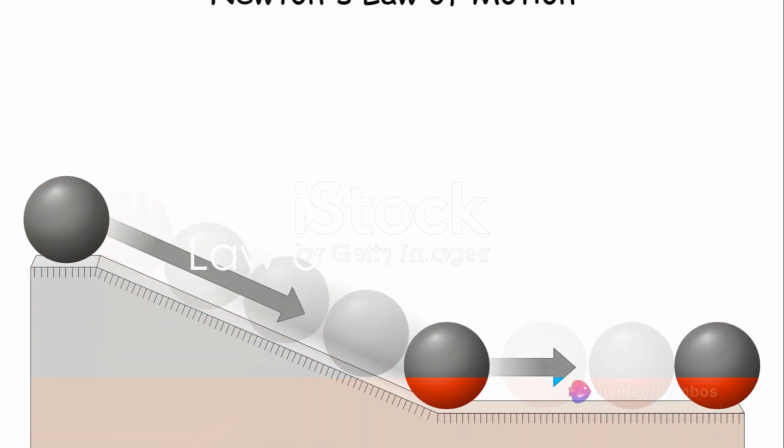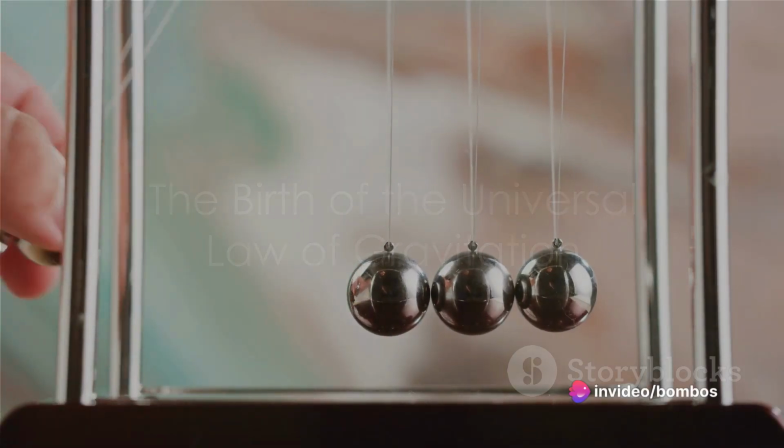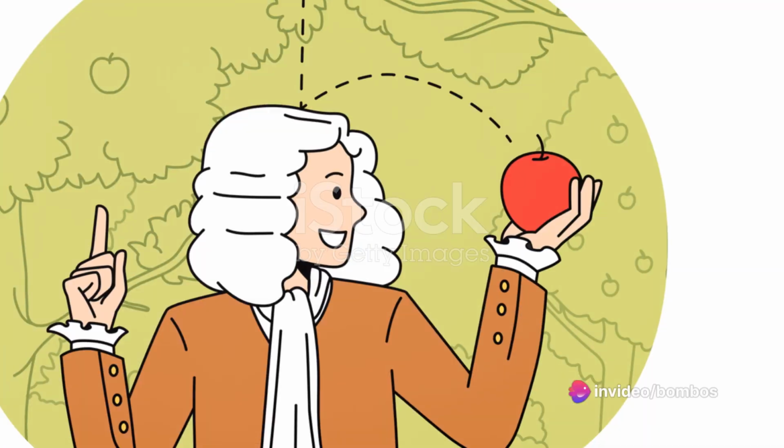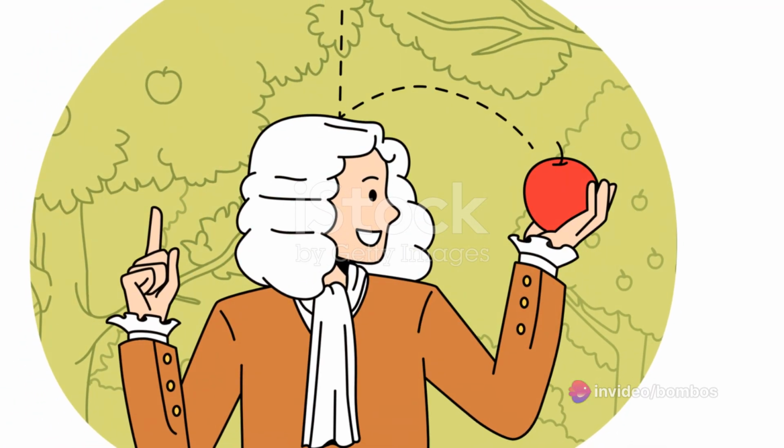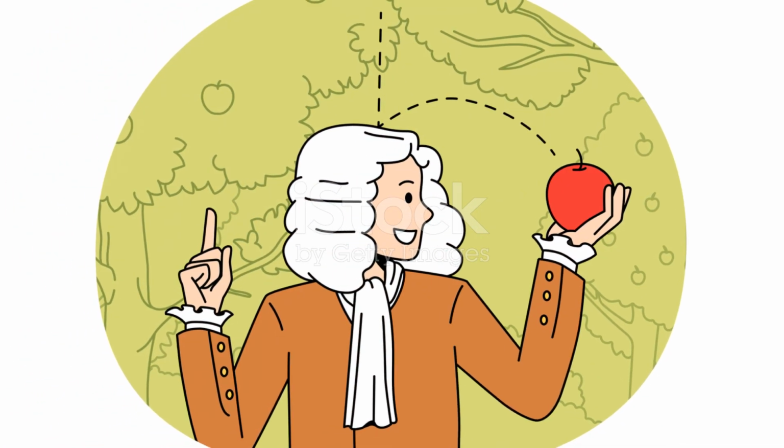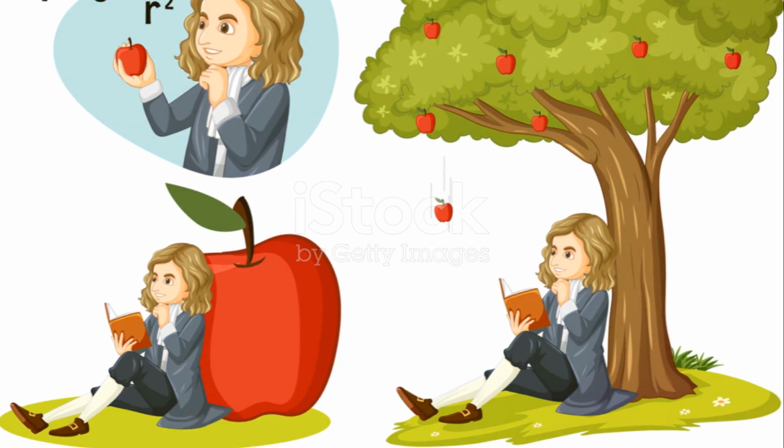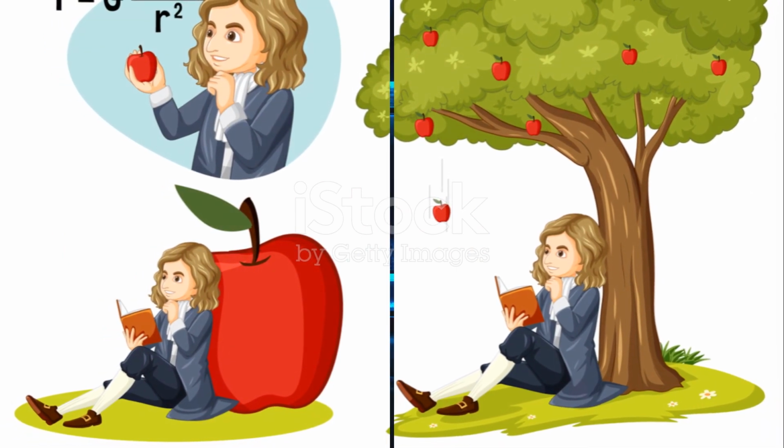Have you ever wondered how the simple act of dropping an apple led to a scientific breakthrough? An apple falls from a tree and boom, the universal law of gravitation is born. It sounds like a fairy tale, but this is a real story from the life of Sir Isaac Newton.